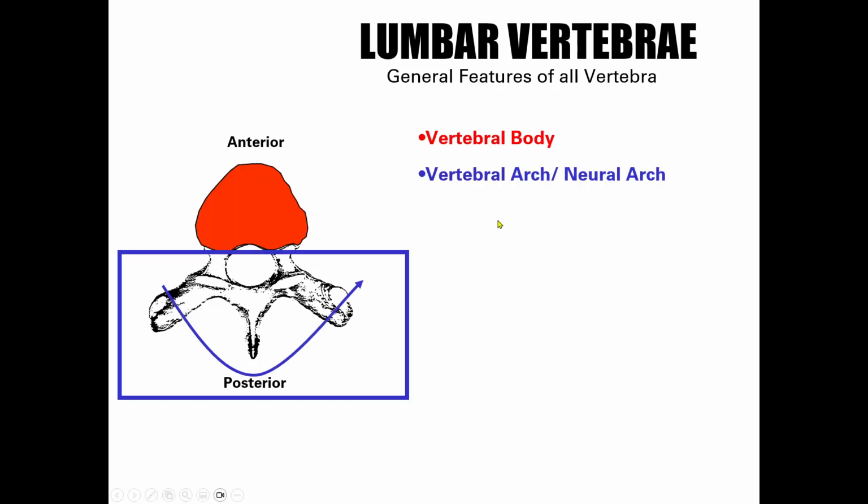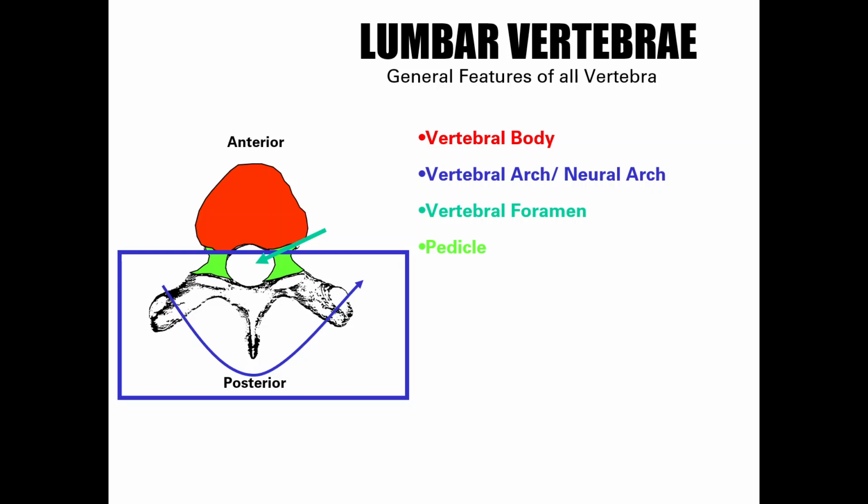So anteriorly, we have the vertebral body. Posteriorly, we have something called the vertebral arch. So you can see it kind of creates an arch covering the spinal cord, which goes through the vertebral foramen. So the vertebral foramen is the large hole between the vertebral body and the posterior arch. Again, the spinal cord passes through there.